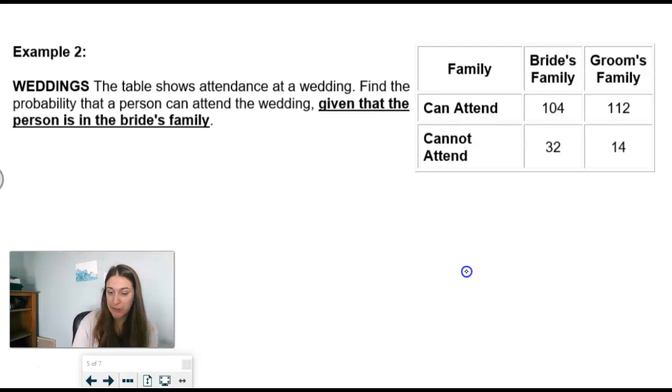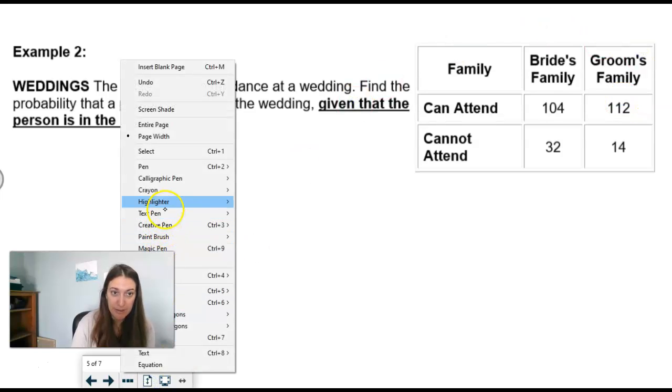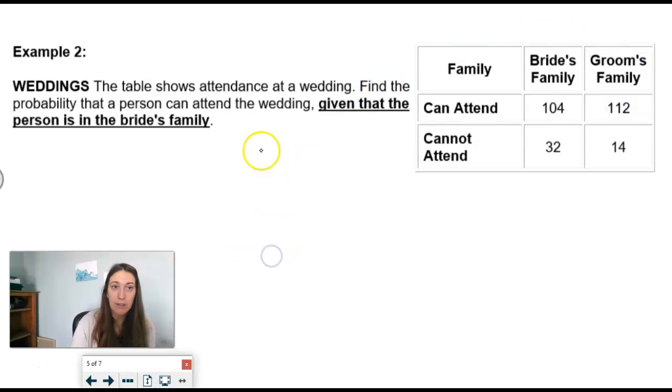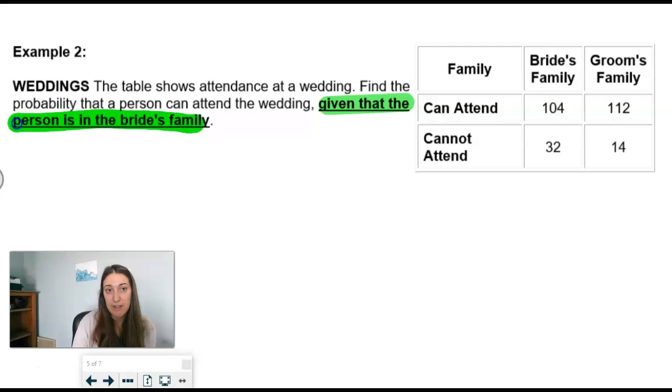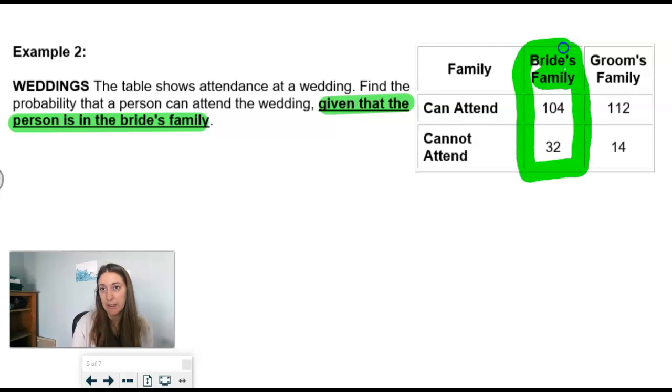All right, similar question, totally different concept though. Still have a contingency table. I'm going to get my highlighter out because I do see that given business again. So we want to know the probability that a person can attend the wedding given that the person is from the bride's family. So we are only allowed to look at data from the bride's family. So you're only allowed to look right here. So don't bother looking at the rest of the chart.